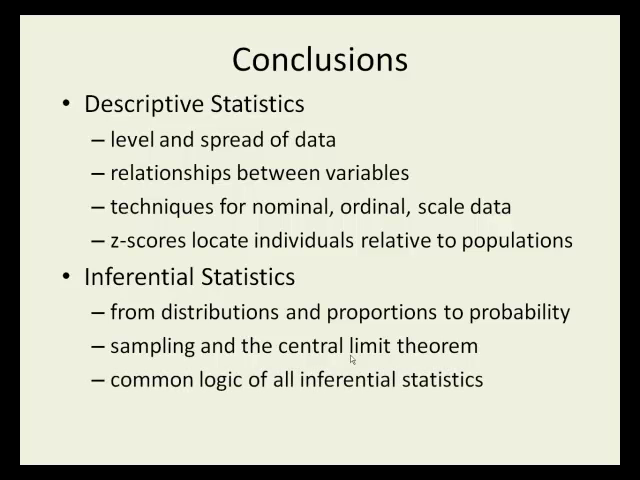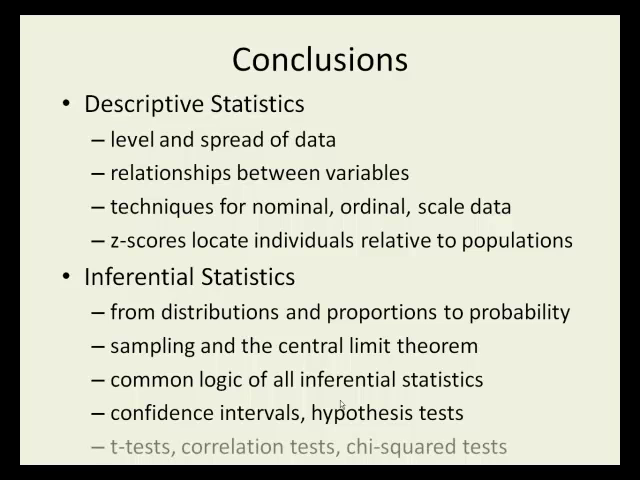Then we looked at the common logic of all inferential statistics, which is the idea that you have a theory about the world and an observation or observations, and you want to see how surprising that theory makes your observations. If it doesn't make them too surprising, fine, you can stick with the theory. If your theory makes the observations too surprising, then you have to think about rejecting the theory. And that's common to all inferential stats, no matter how complicated they get. Particular techniques we looked at were confidence intervals and hypothesis tests. And the hypothesis tests we considered included t-tests for one sample or two samples, correlation tests, and chi-squared tests.